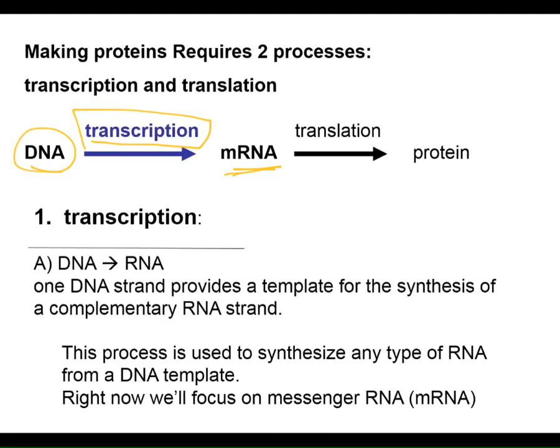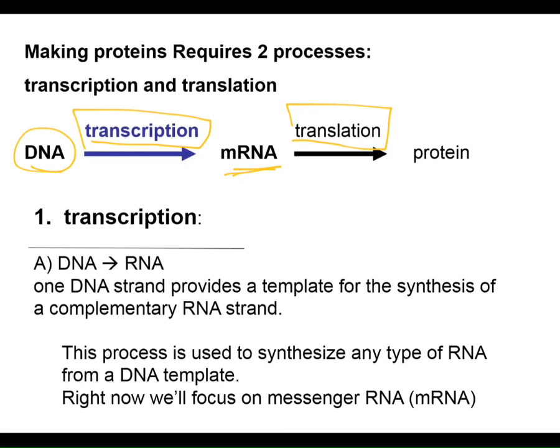This is an RNA molecule. It's made up of A, C, Gs, and Us. It has a particular job. It's called the messenger RNA. That messenger RNA is then going to undergo the process called translation. Translation is going to be the making of the proteins.